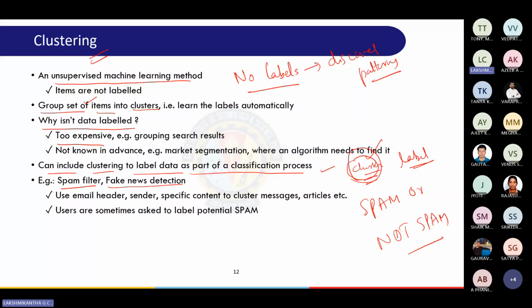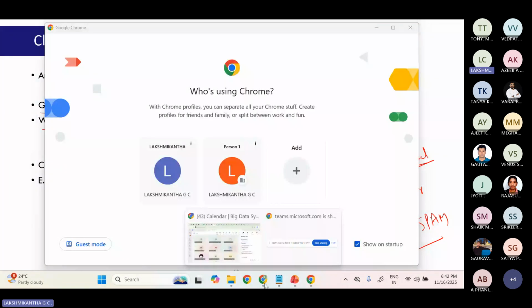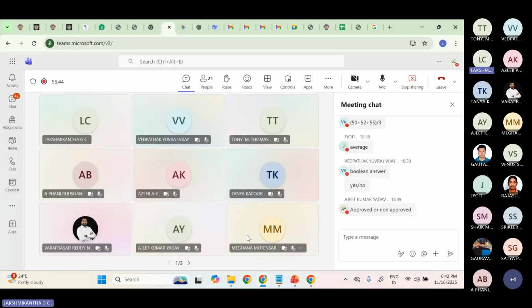So now my question is to each and everyone. Is clustering used for prediction? What is your answer? I have given the answer at the very beginning, guys. Now my question is, is clustering used for prediction? No, right? See, clustering is used for what, guys? Clustering is used for pattern. No, clustering is not used to help label data. So it is used for pattern. That definition I've told you at the beginning.